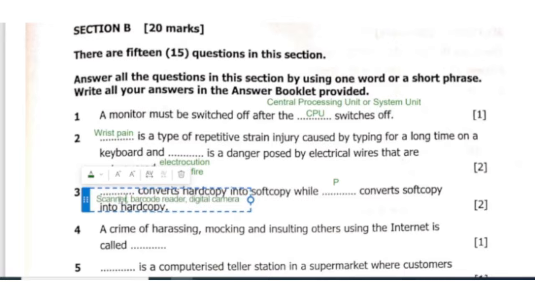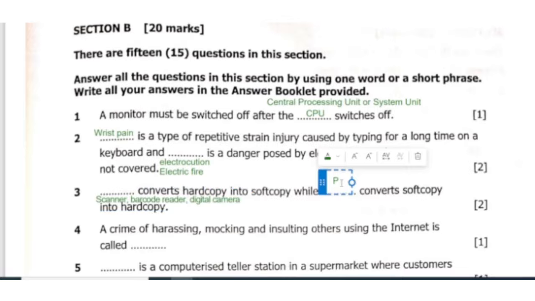So to convert hard copies into soft copies, we can use a scanner, barcode reader, or digital camera. But for changing soft copy into hard copy, we can use a printer, as well as a plotter.